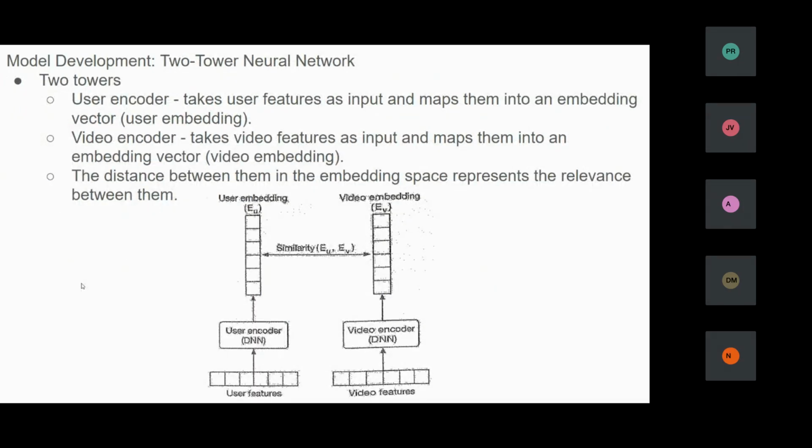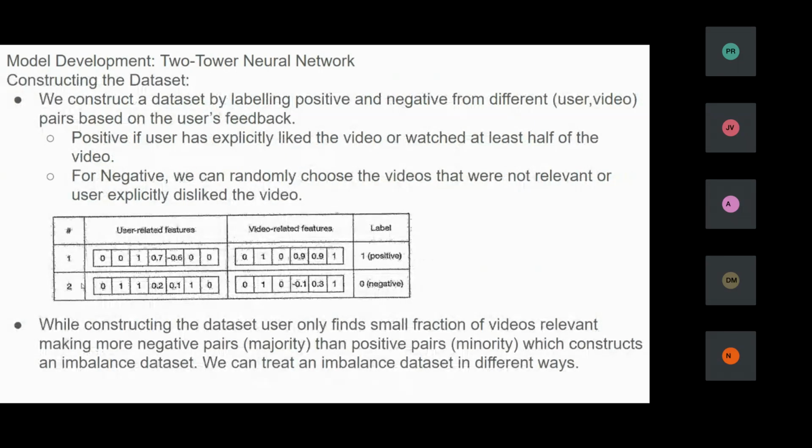Another architecture is a two-tower neural network. The two towers in the neural network are: one is a user encoder for creating user embeddings, and another is a video encoder for creating the video embeddings. So the distance between them will show the relevance between them.